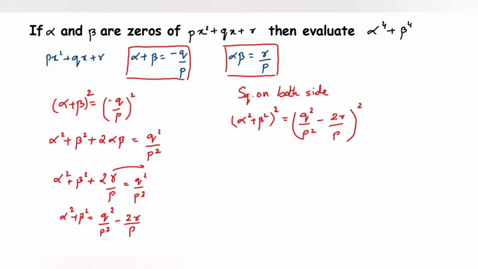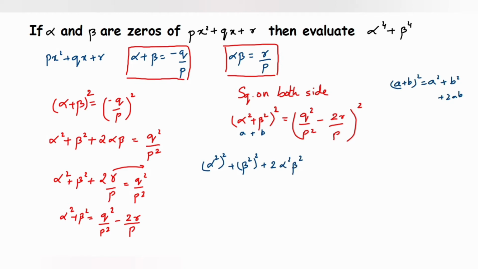Now here, if you observe carefully, it's like a plus b whole square. In place of a we have alpha square, and in place of b we have beta square. So we know that a plus b whole square is equal to a square plus b square plus 2ab. So we'll just substitute the values in this. After doing this, we'll get alpha square whole square plus beta square whole square, which is like a square plus b square. Now 2ab. So 2 multiplied by a. In place of a we have alpha square. In place of b we have beta square.